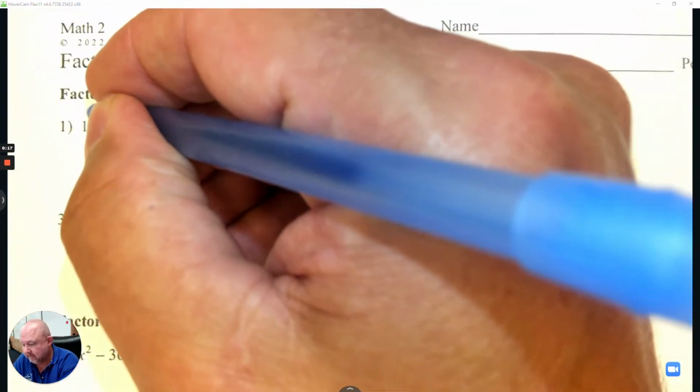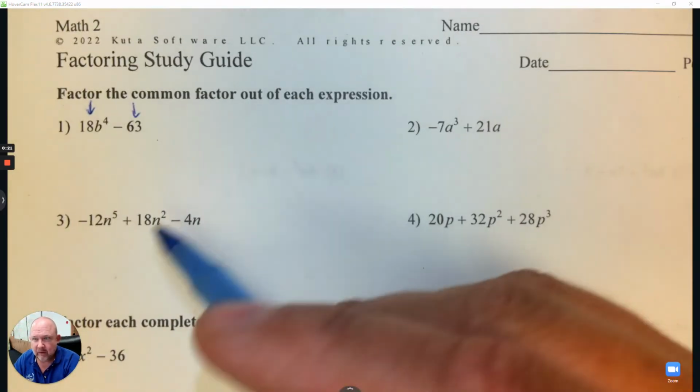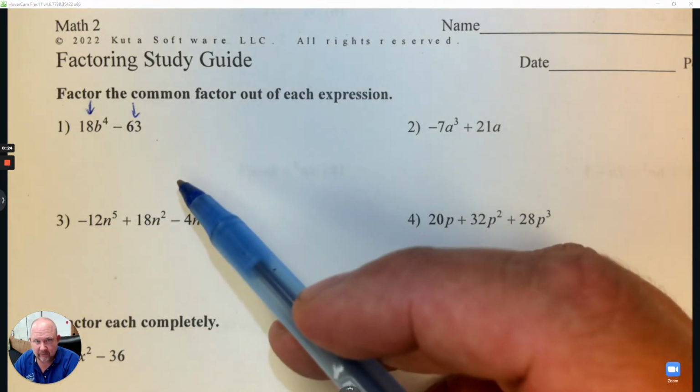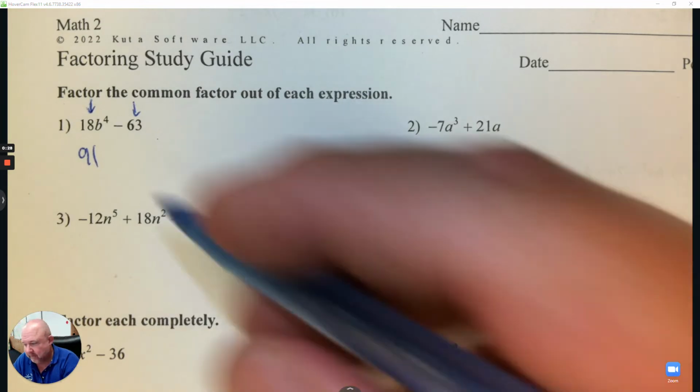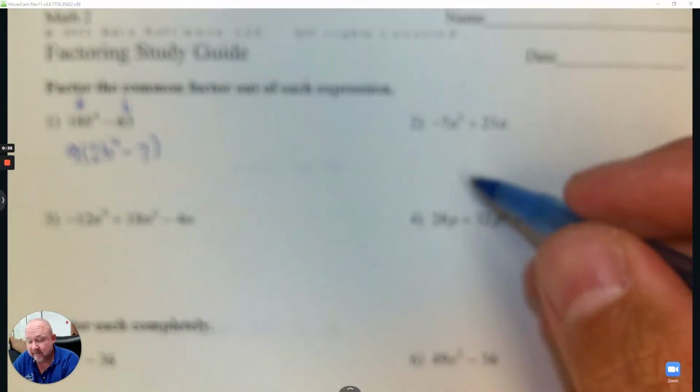So both of these have numbers to look at. And I'm looking for the largest number that goes into 18 and goes into 63. That number is 9. And then I divide. So 18 divided by 9, 63 divided by 9, and I factored it.